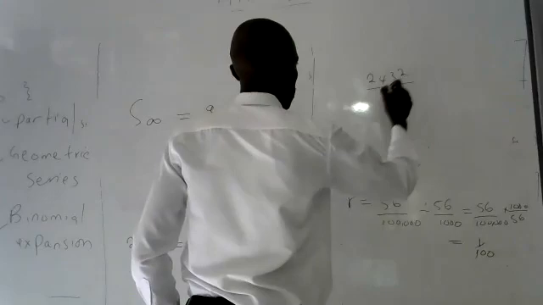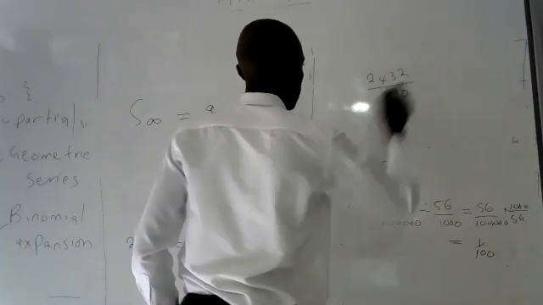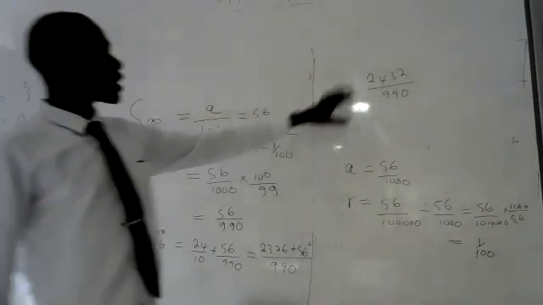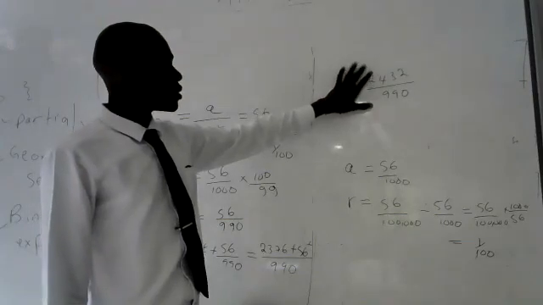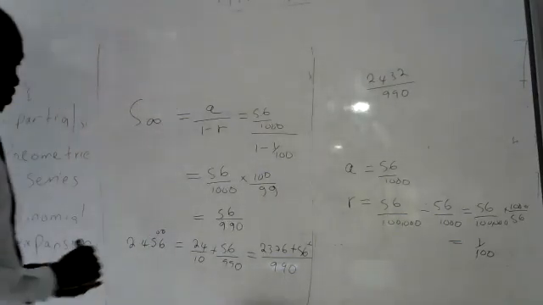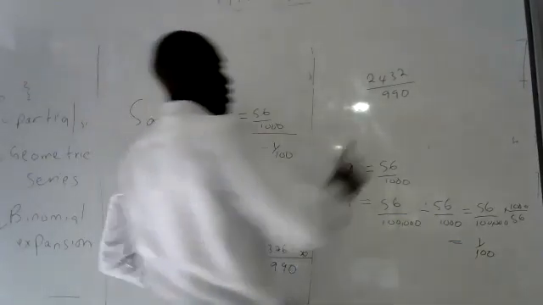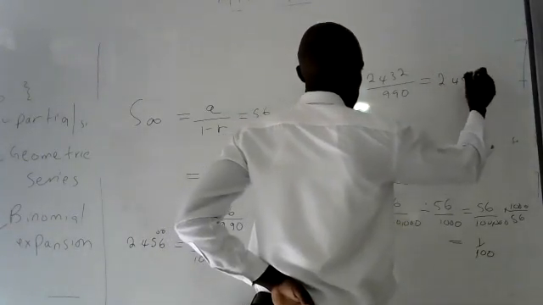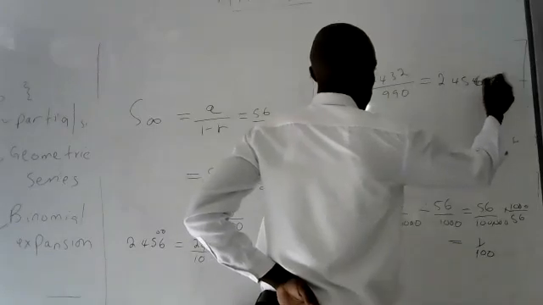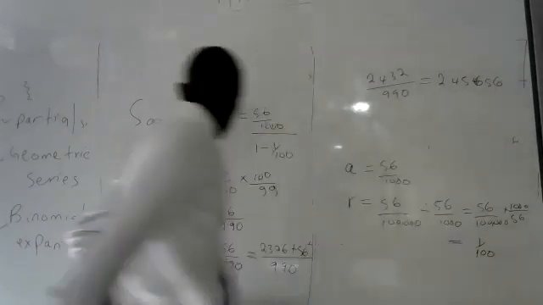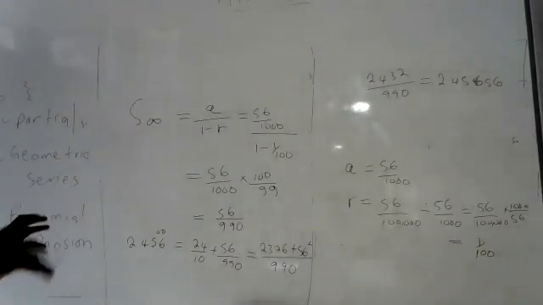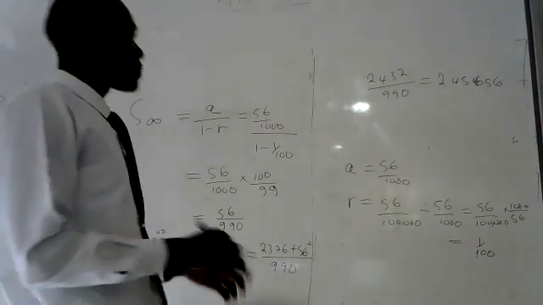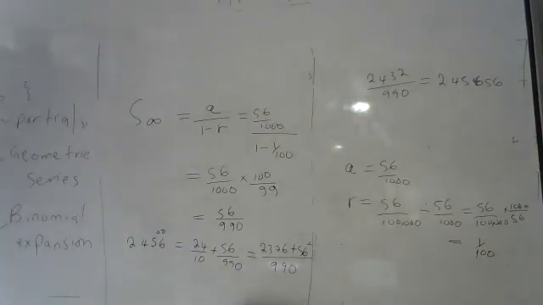2432 divided by 909. Try to press this in the calculator and see what it gives. 2432 divided by 909. If we did not make any mistake, we get 2.456 going on and on. That is if we did not make any mistake.